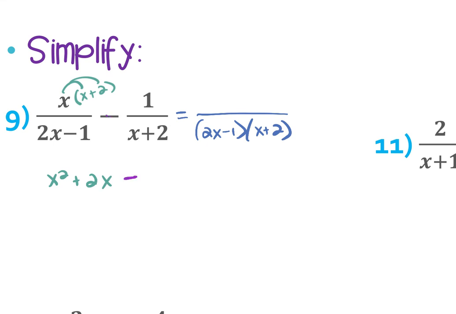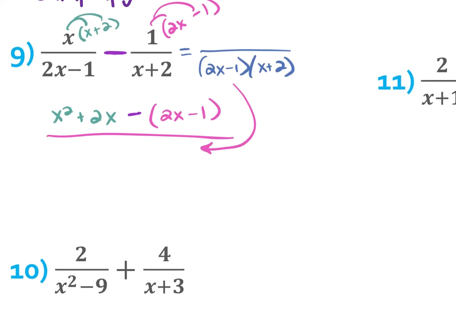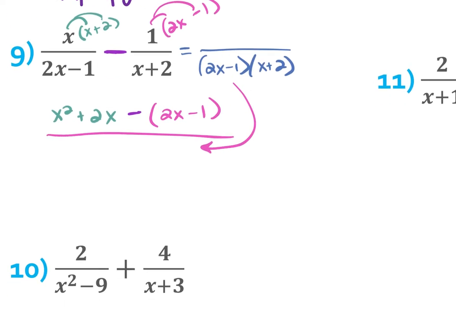Then the minus comes from the minus in between. And the second fraction is missing what? The 2x minus 1. I'm going to put parentheses to remind myself that that minus is going to both the terms after it. Distribute 1, and it's 2x minus 1. And all of it goes over the same denominator. Now I distribute that negative. So x squared plus 2x minus 2x plus 1, because the negative goes to both, goes over the same denominator.